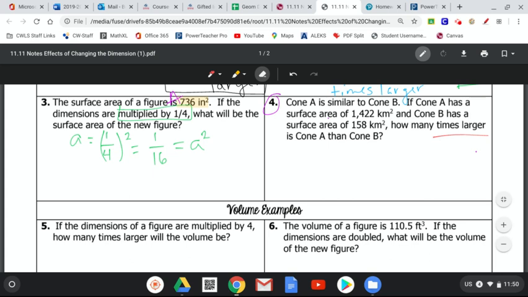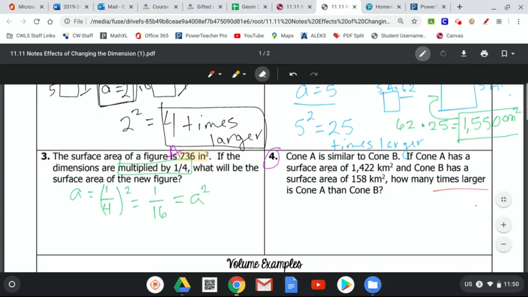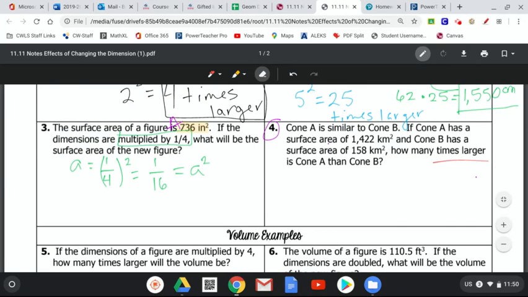So we're finishing up problem number 3 here. We found that the new surface area a squared value is 1 over 16. So basically what we do is it told us that the original surface area is 736. We take that 736, and we multiply it by 1 over 16, which is the same thing as dividing by 16. And that gives us 46 inches squared for the surface area of the smaller figure. Okay.